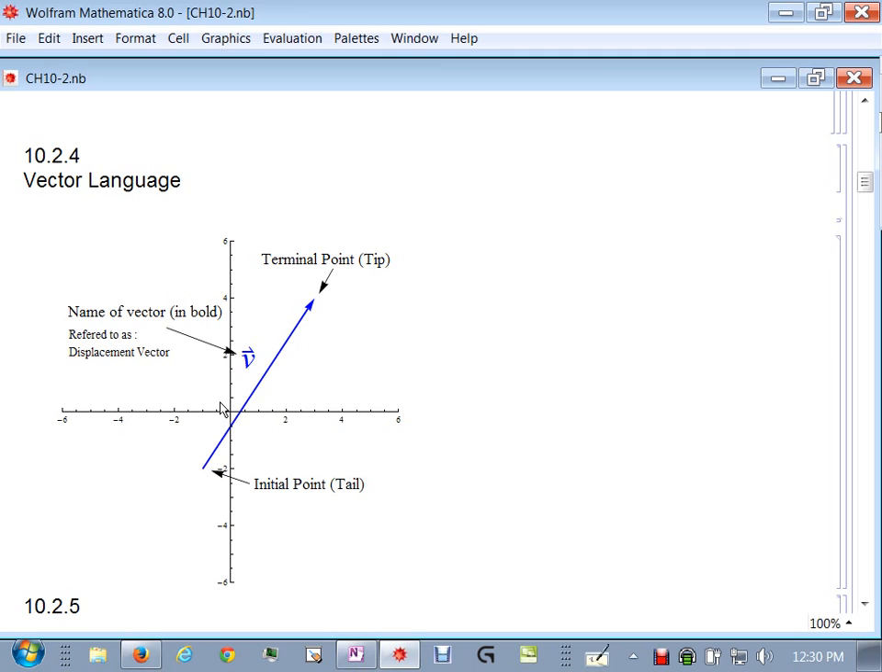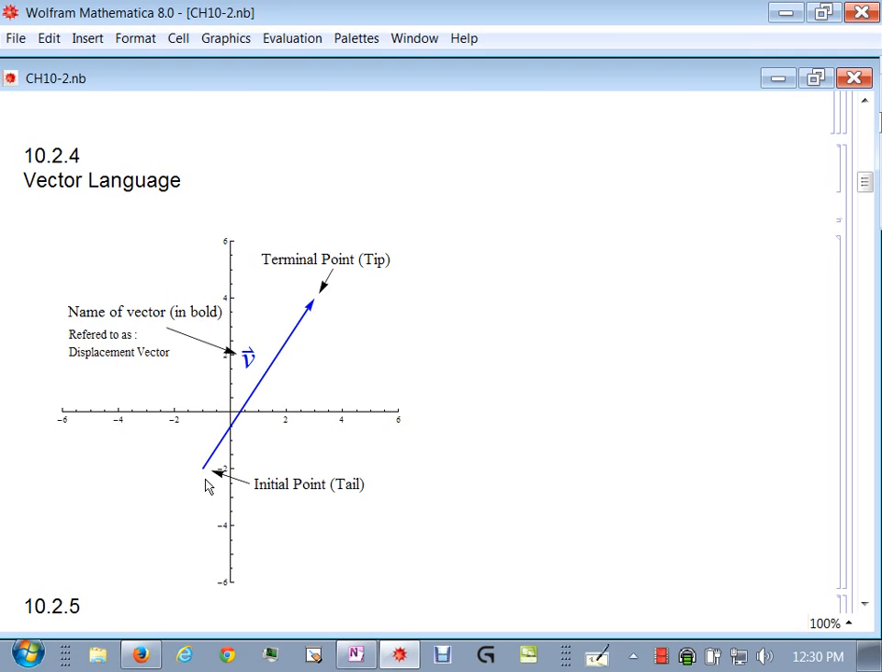So whenever I want you to know that, I'll put that little half arrow on top. Now, the book, or a lot of books, instead of doing that, will use a bold V instead. But it's hard for me to write with bold when I'm writing, and it's hard for you to write in bold when you're writing, so we use that instead. We all understand we're talking about a vector.